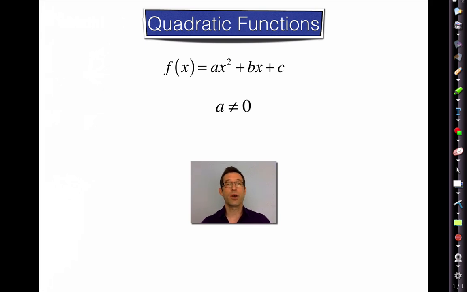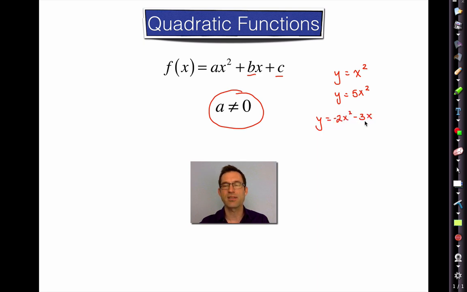First off, what's a quadratic function? It's any function that can be put into this form, ax squared plus bx plus c, where the coefficient on the x squared term isn't 0. Now that's important because b and c can certainly be 0. In other words, you can certainly have y equals x squared, that's a quadratic. y equals 5x squared, certainly a quadratic. You could certainly have y equals, let's say, negative 2x squared minus 3x, that's fine.